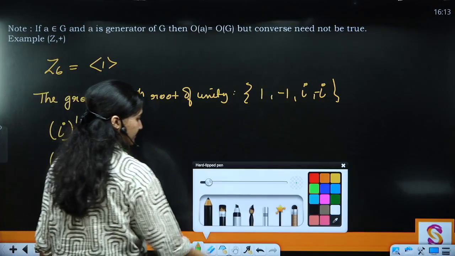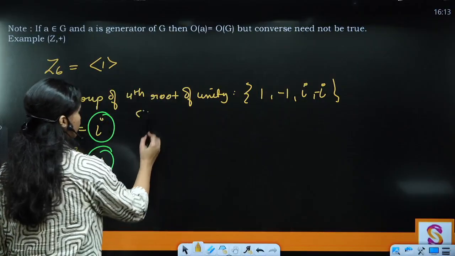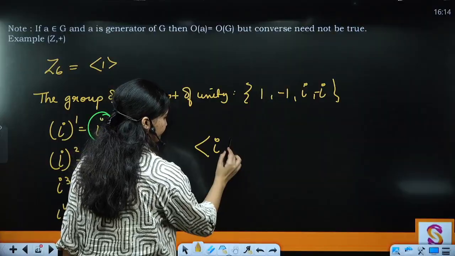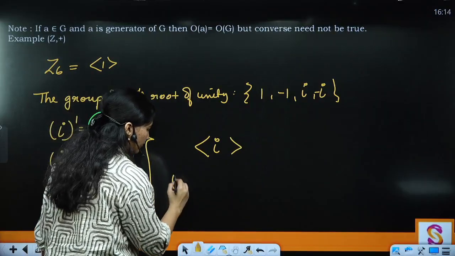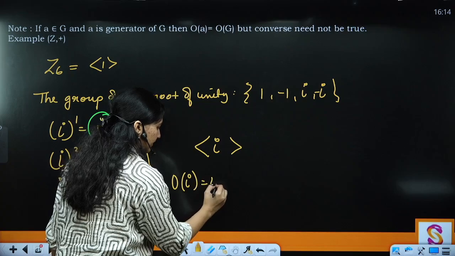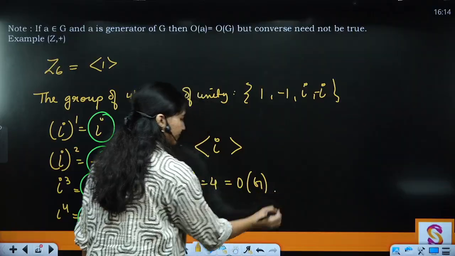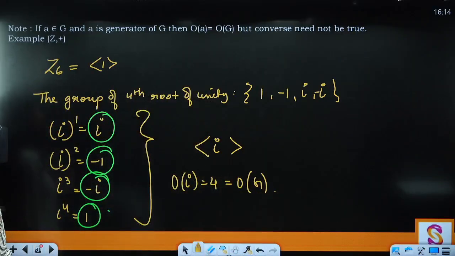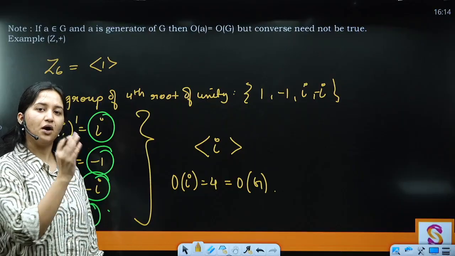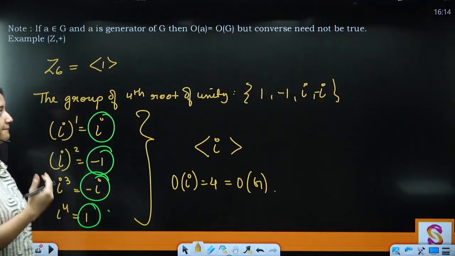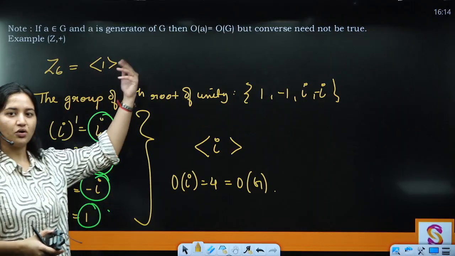That means I can say that this group is being generated by eta, right? And what is the order of eta? That is equal to 4, which is nothing but equal to the order of the group, right? So if there is an element which is generating the full group, the order of that element is definitely going to be equal to the order of the group. But converse need not be true.